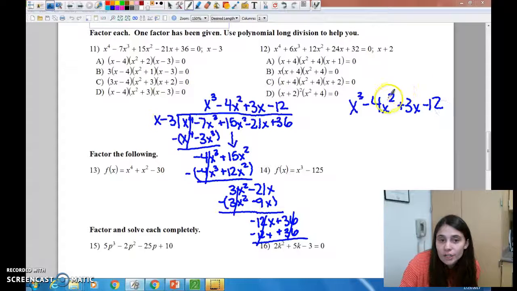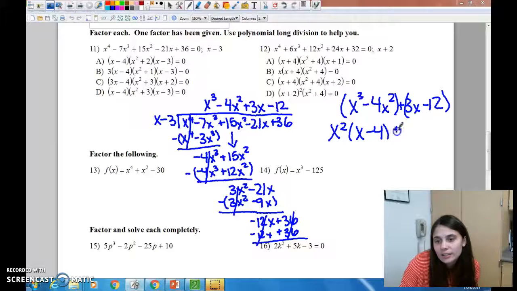And again, I have 4 terms, so I can factor this by grouping. So over here, I can factor out an x squared, and then I'm left with x minus 4. Here I can factor out a 3, and I'm left with x minus 4. So my parentheses term is x minus 4, and then left I have x squared plus 3.